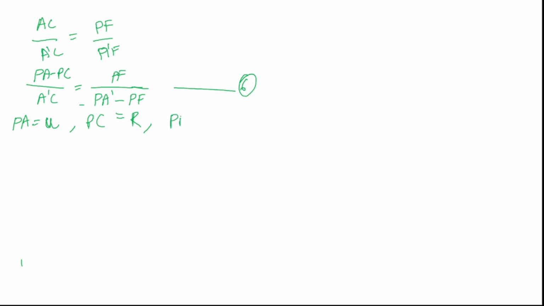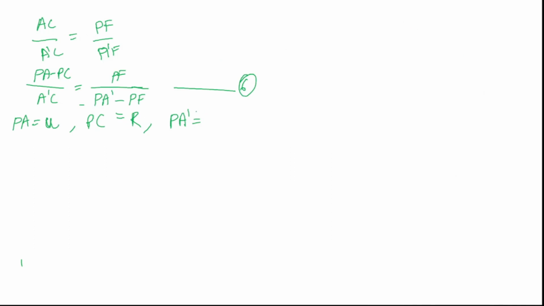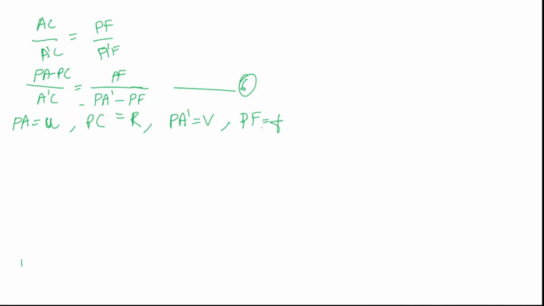Then what is PA'? This is P and this is A'. So what is the distance between P and A'? It is the image distance V, right? So PA' is V. And what is PF? This is P and this is F. So what is PF? It is the focal length F. So PF is equal to F. And what is PC equal to R in the sense? PC is equal to 2F, right? So focal length is half of the radius of curvature. So the radius of curvature will be 2F, right?